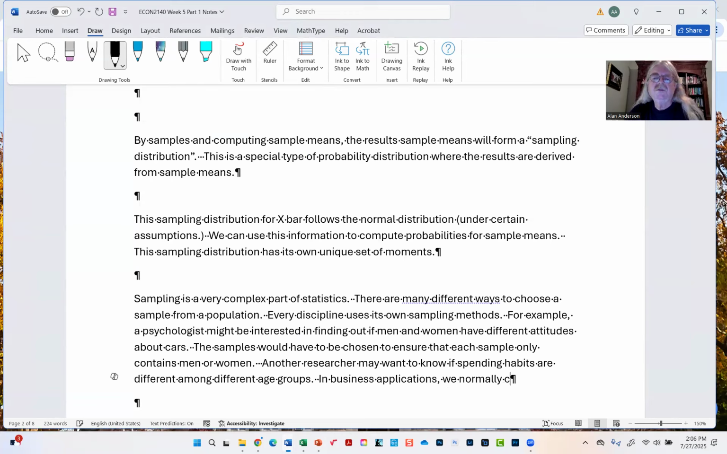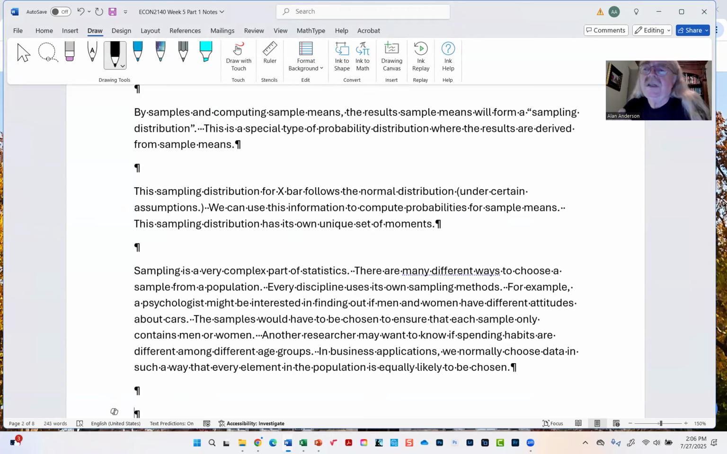So now for our purposes in business applications, we normally choose data in such a way that every element in the population is equally likely to be chosen. In other words, let's say we're looking at ages. We're not making any distinction between men and women, or rich people and poor people or anything like that. Just everybody is one big group and we're only interested in looking at their ages. So everyone is equally likely to be chosen. And so that type of sample is known as a random sample.